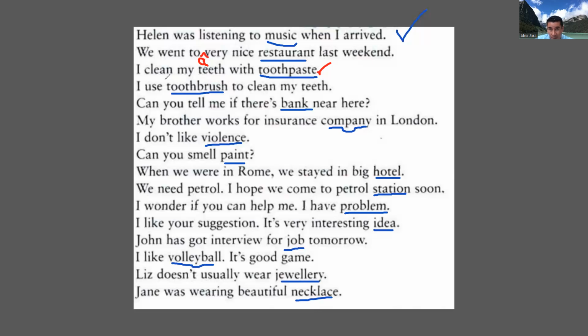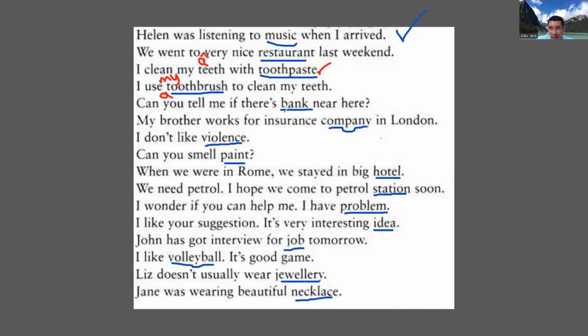So we should say how many. Some people might say, I use my toothbrush, or I use a toothbrush. A means not a specific toothbrush. My toothbrush means it's mine. So you can choose, right? Hopefully you're not using somebody else's toothbrush to clean your teeth. No, I hope you don't do that.